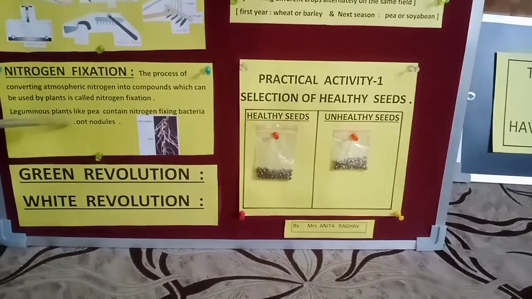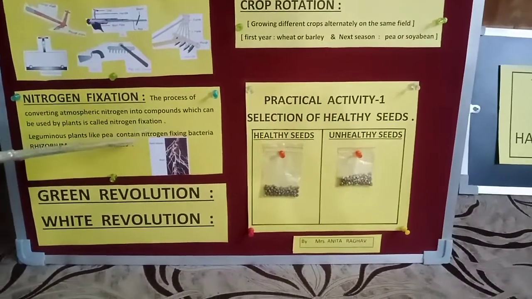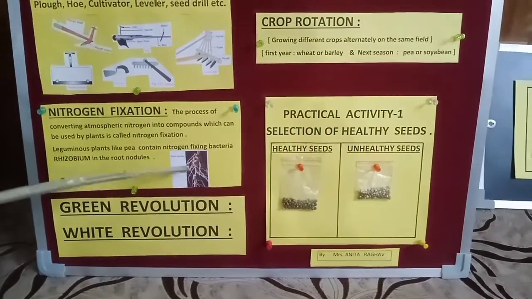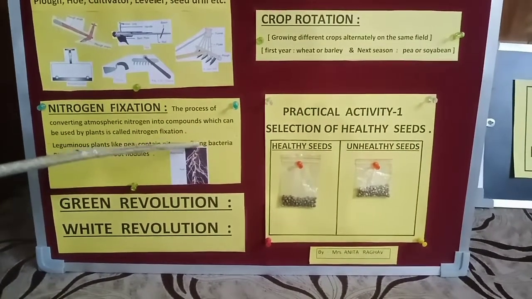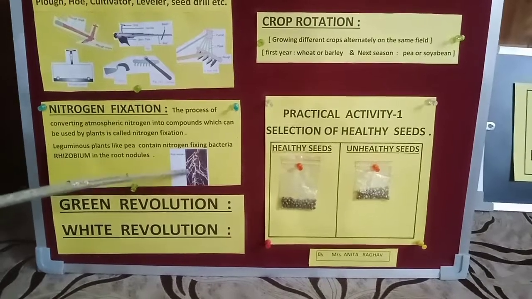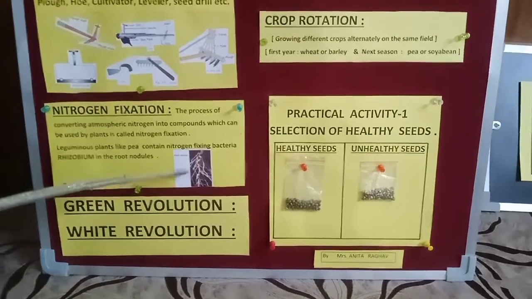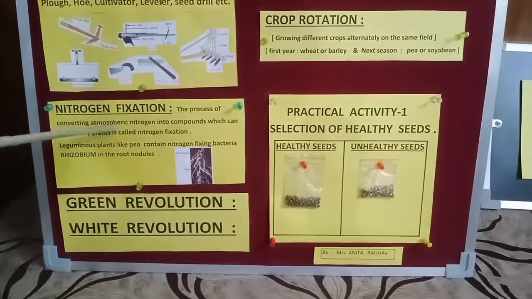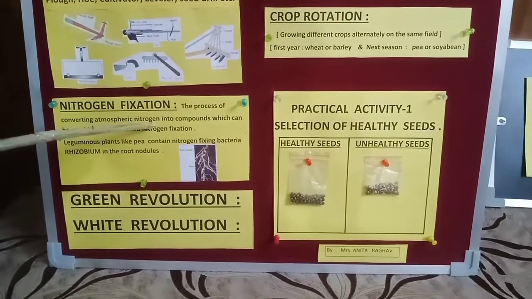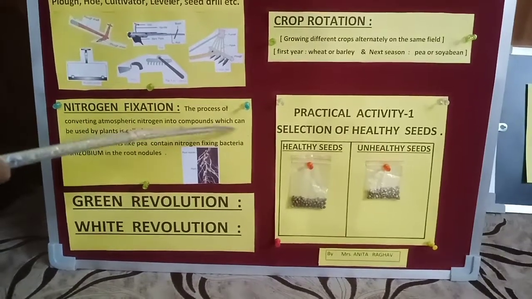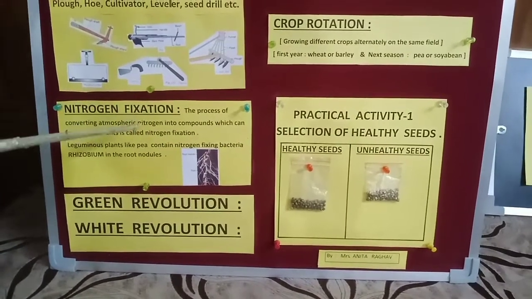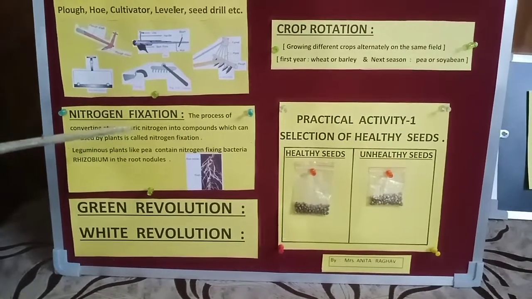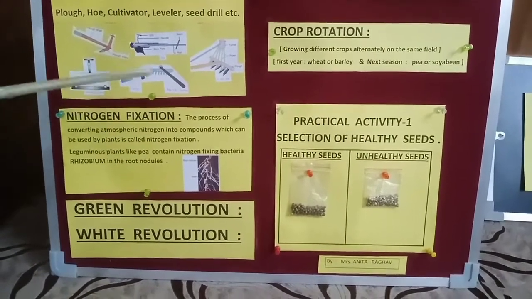Leguminous plants like pea pulses contain nitrogen-fixing bacteria in the root nodules. These bacteria convert the atmospheric nitrogen into compound and fix it into the soil. So, the process by which nitrogen is taken from its stable gas form in air and changes into other nitrogen compounds like ammonia, nitrates and nitrogen dioxide is called nitrogen fixation.